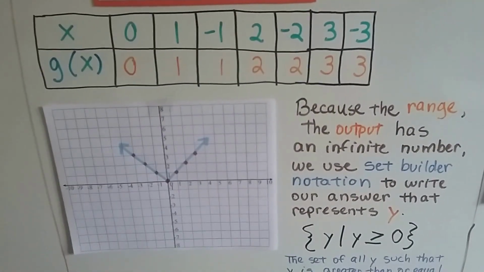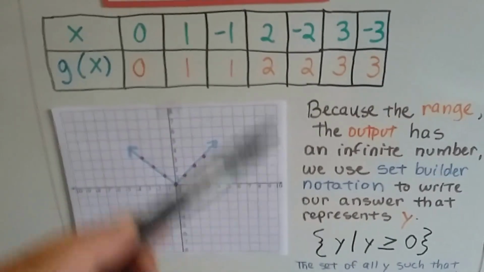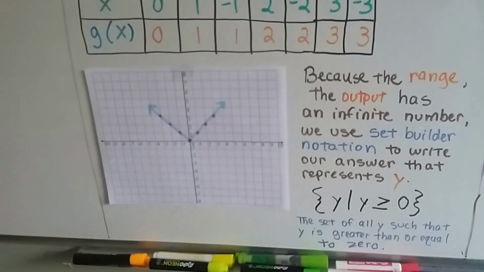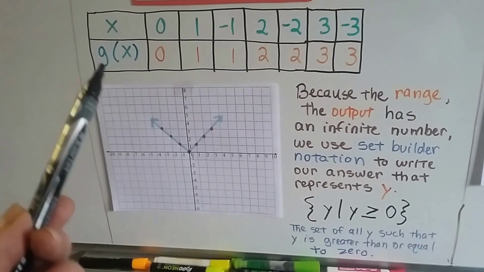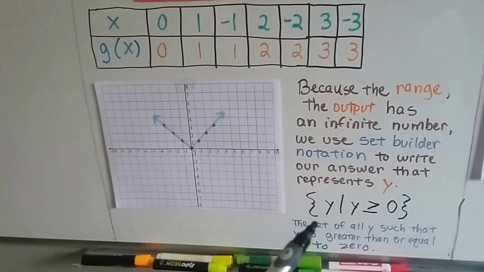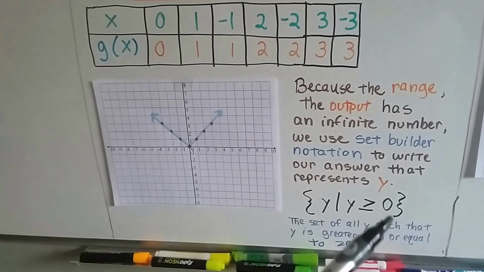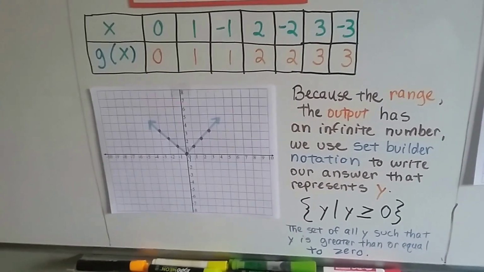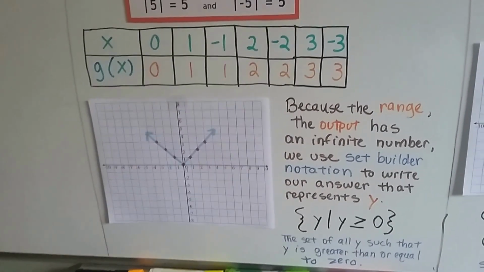And because the range in the output has an infinite number, we use set builder notation. When the answer has an infinite number of answers, we use set builder notation. And to represent y, this g of x, the function of x, we can write the set of all y such that y is greater than or equal to 0. And then that'll represent y, see? And there'll be links to set builder notation in this description if you forgot what that is, okay?